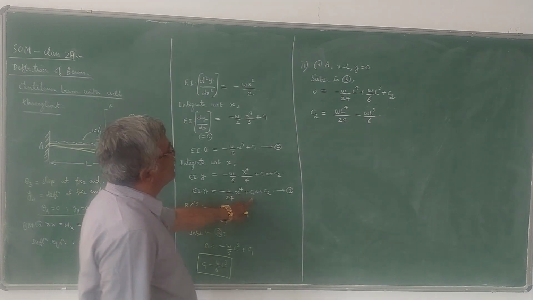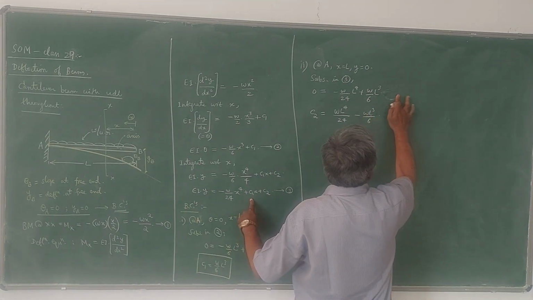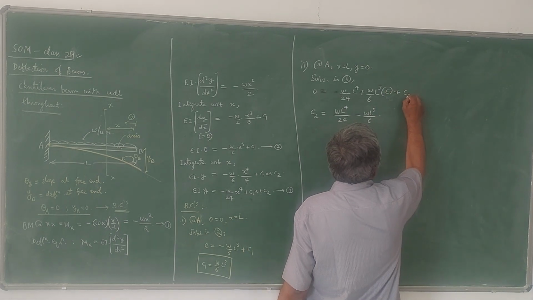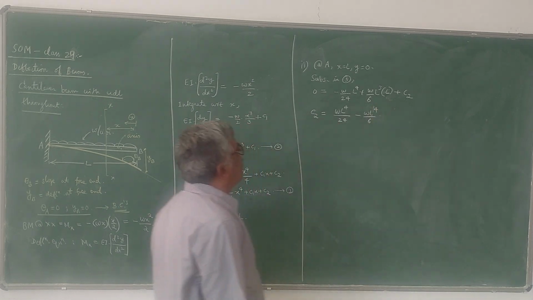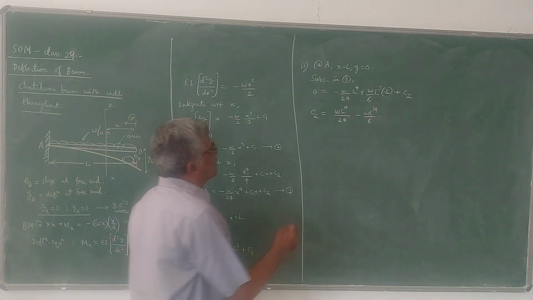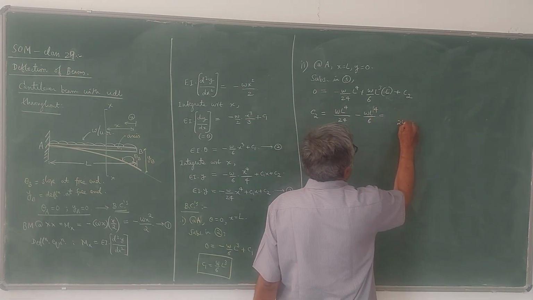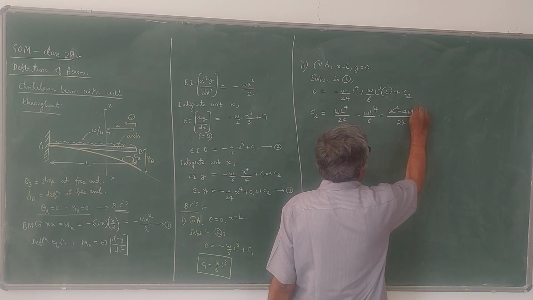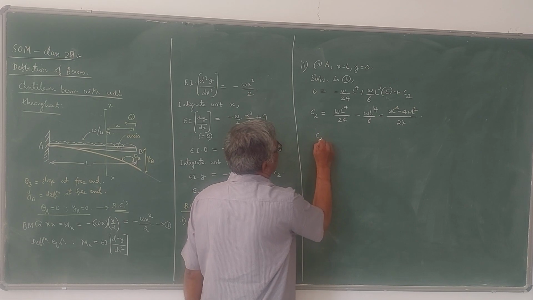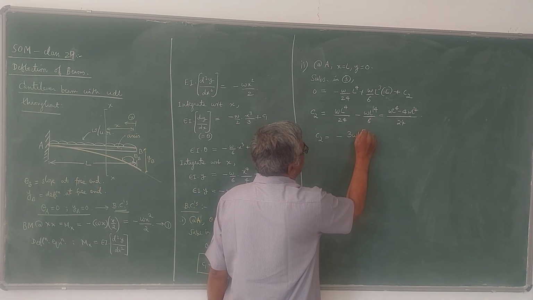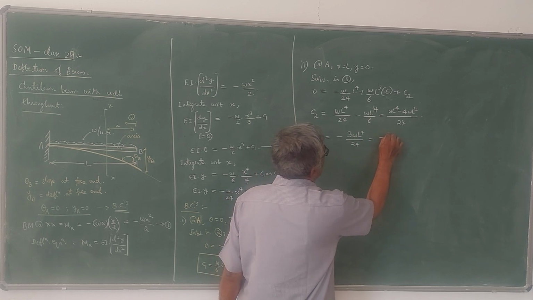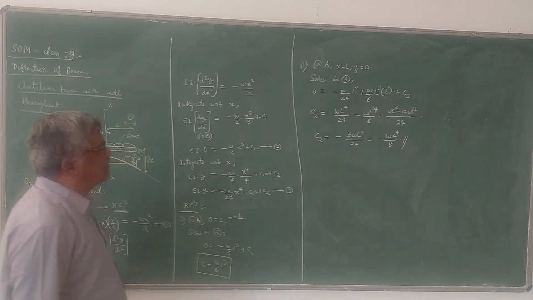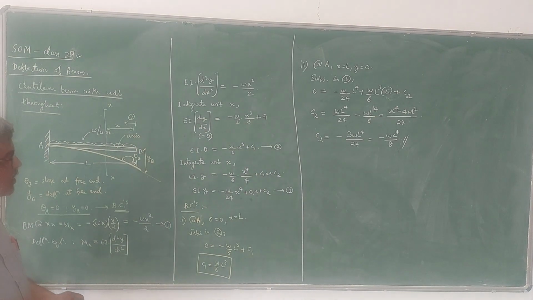For c1 into x, I also have to substitute x is L here, plus L. That means this is WL power 4 by 24 minus WL power 4 by 6. So the LCM becomes 24 only. So this becomes WL power 4 minus 4WL power 4. So finally C2 is equal to minus 3 times WL power 4 by 24, or minus WL power 4 by 8. So now we got the constants of integration C1 and C2 by using the boundary conditions.